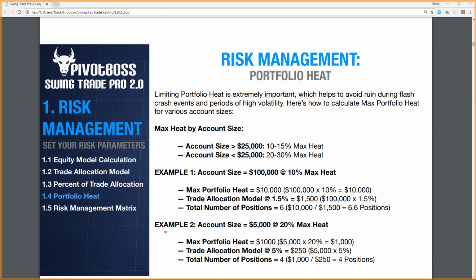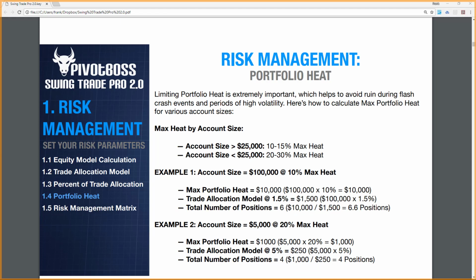that portfolio heat calculation. Right here, example 2, this is for a $5,000 account. Maybe you got 5K in there and you're okay with going 20% max heat. 20% of 5K is $1,000. So again, that would be the most that you could lose if you were fully allocated is 20%. Now, of that $1,000 portfolio heat, if you were using the 5% trade allocation, that would be $250 per trade, and into 1,000, that would be 4 max positions.